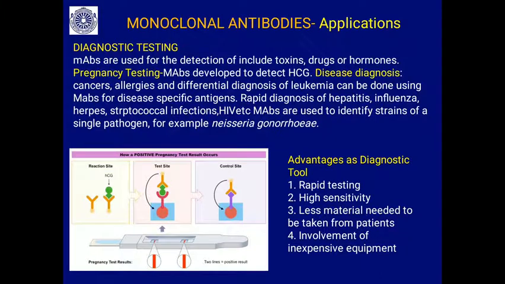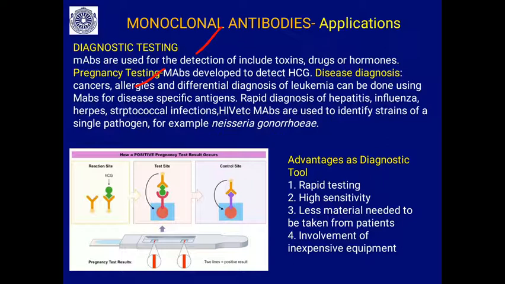Now, what are the applications of these monoclonal antibodies? The applications are numerous, so I cannot discuss all of them. I will concentrate only on the major ones. The very first is diagnosis. All diagnostic tests for any pathogen, pregnancy tests, all of these use monoclonal antibodies. Monoclonal antibodies are used in the detection of toxins, drugs, hormones, and in pregnancy tests.